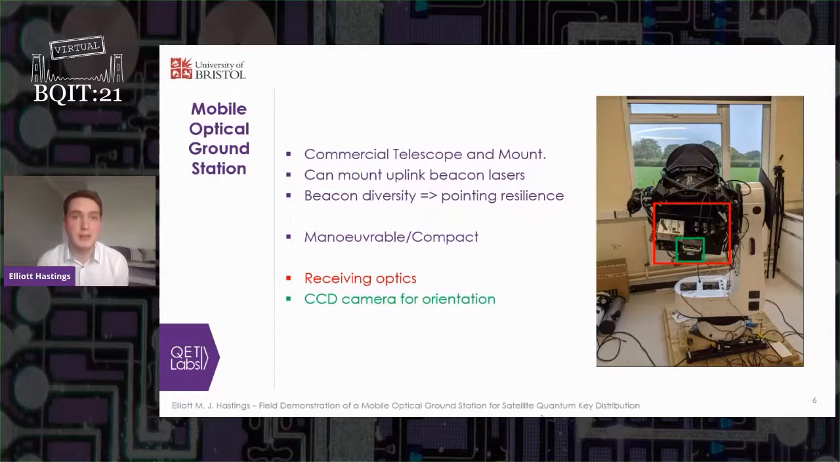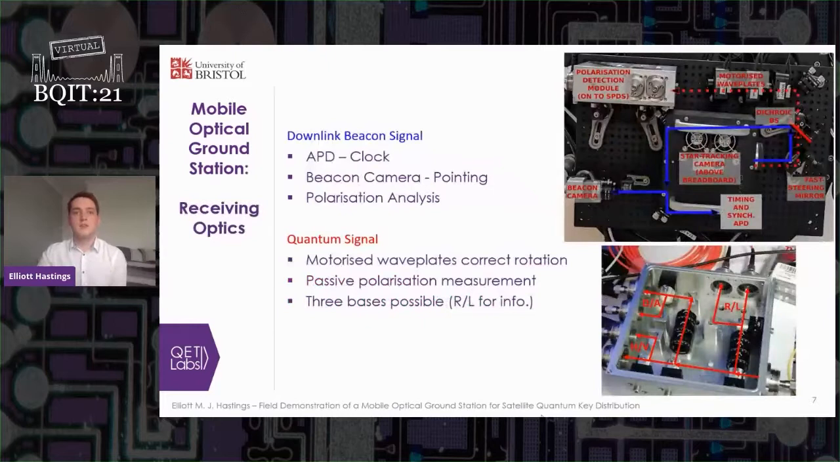The CCD camera at the back is used to reorient when changing location by comparing pictures taken on-site to a star map. A mobile OGS will also enable surveys of candidate sites for larger static ground stations in the future. Other aspects have also been designed with operational flexibility in mind. The receiving optics are able to work with other satellite QKD missions with minimal realignment.